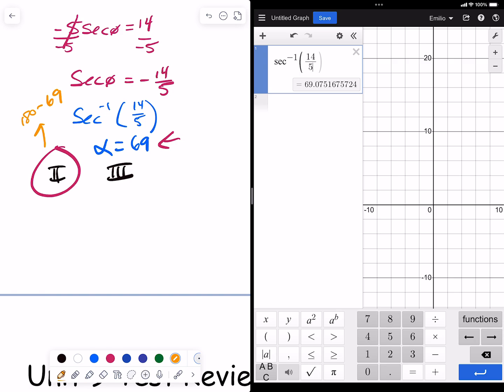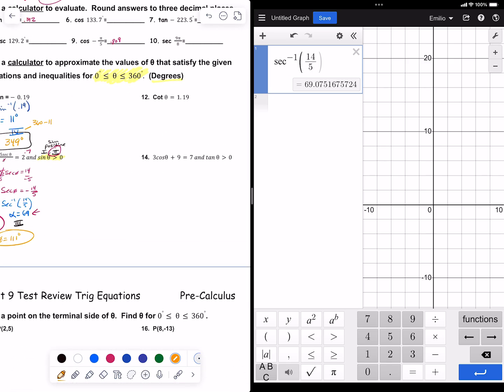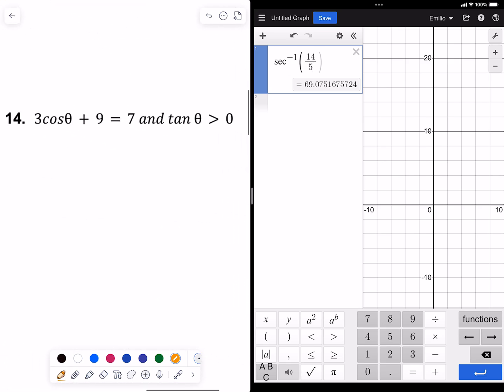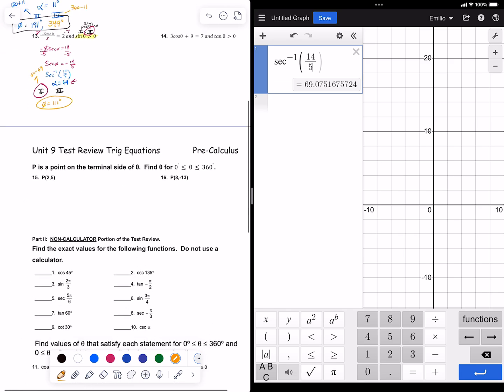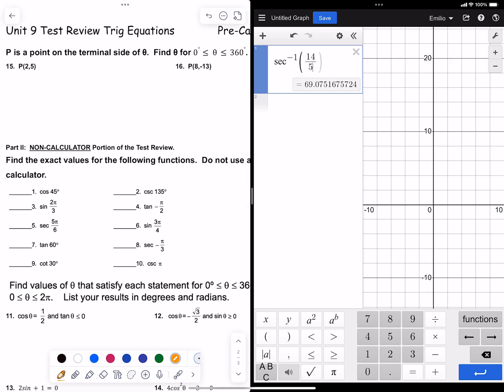11. So 111. And that's it. You only have, on this one, you only have one answer. You don't have two. All right, that leaves two problems for you to practice on. Just real quick on 14, you want to subtract 9 first and then divide by 3. And then you just kind of go from there. Okay, on to the next section.